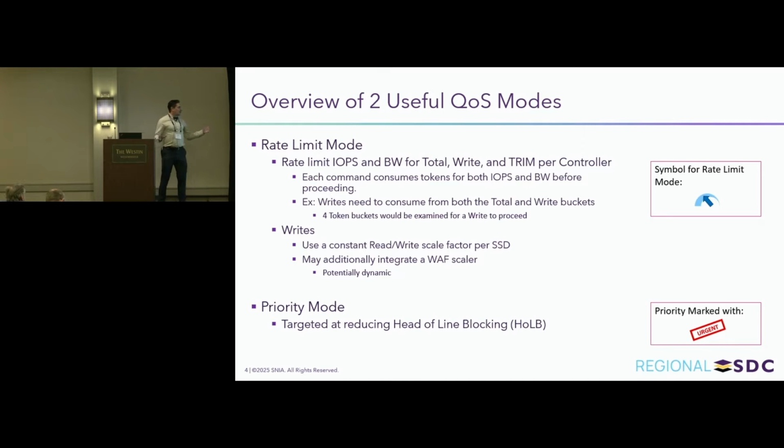To me, when I look at QoS, there's two useful QoS modes that I think are commonly needed in the storage ecosystem. One of those that I hear most discussed primarily is a rate limit mode control. For rate limit, you're looking at maybe a total, a write, trim, and you're looking at an IOPS and bandwidth type limitation. I chose total, but you could also have a read, write, trim listing there.